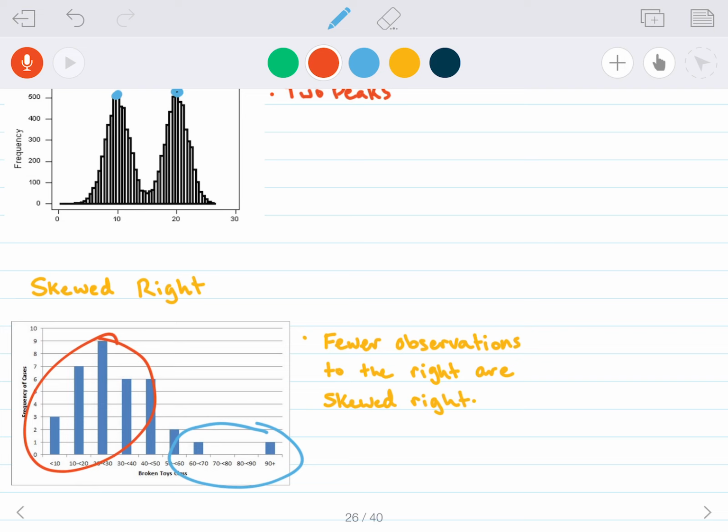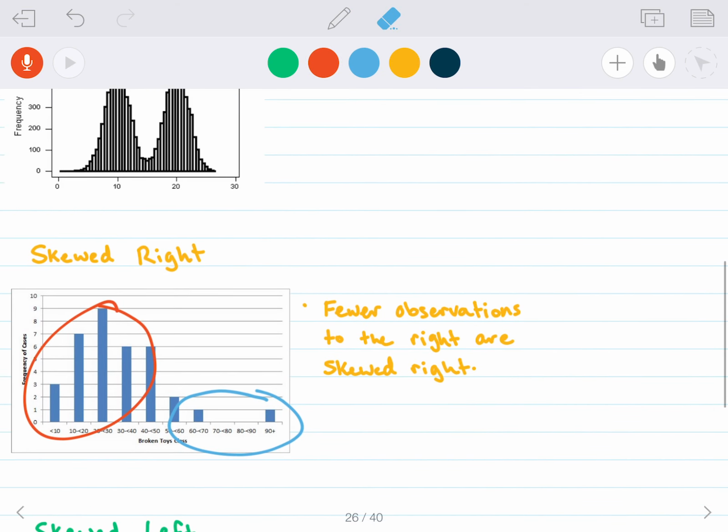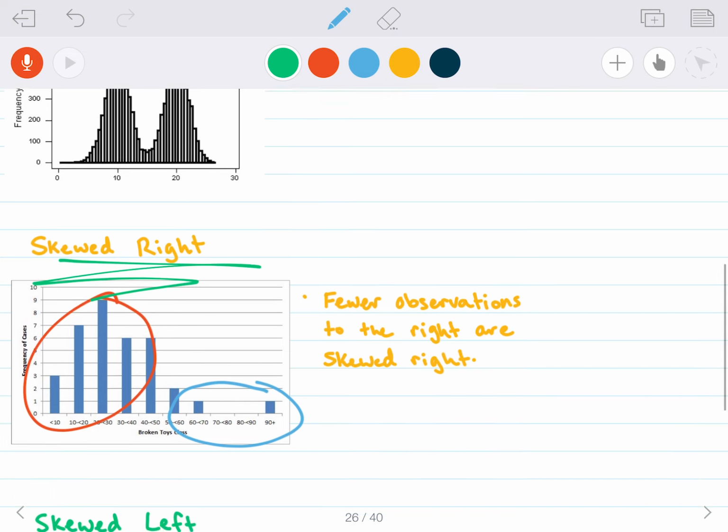Intuitively you might think, oh, it's skewed left because there's a bunch of stuff to the left. But no, it's skewed right. So make sure you make a note of that. This is a very popular question that they ask on the test, skewed right, skewed left. So make sure you're good with this.